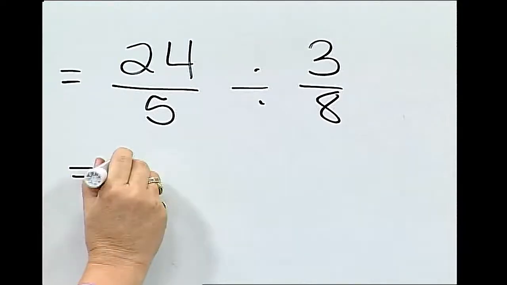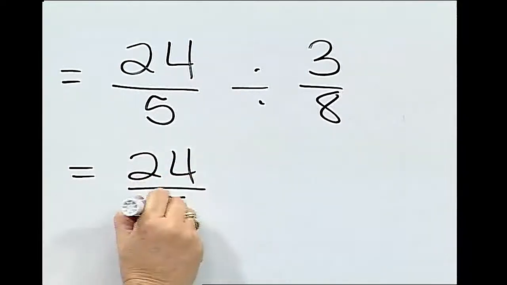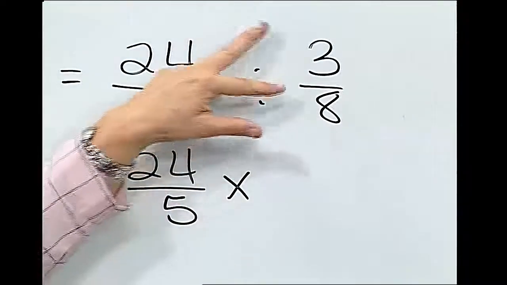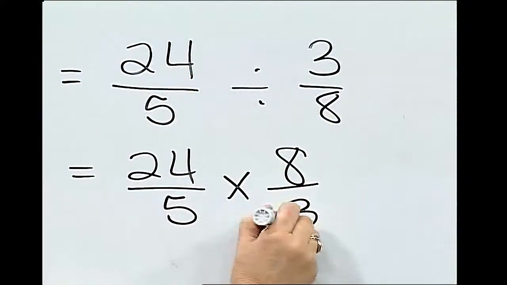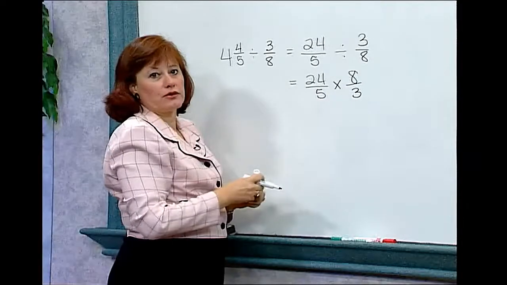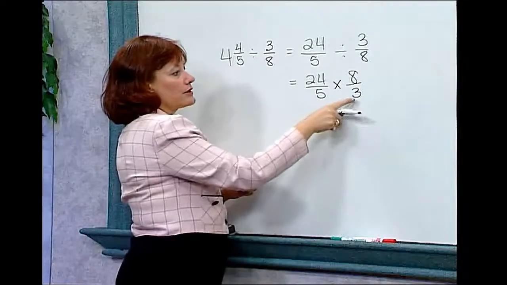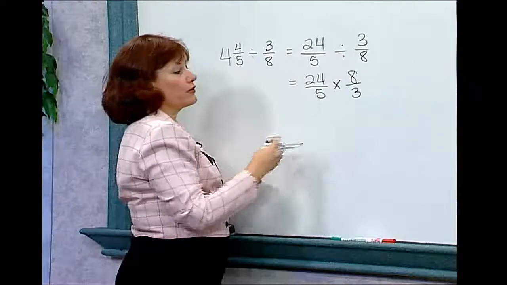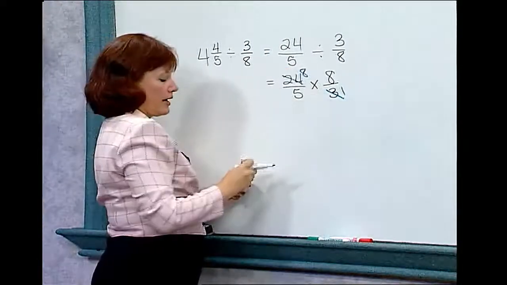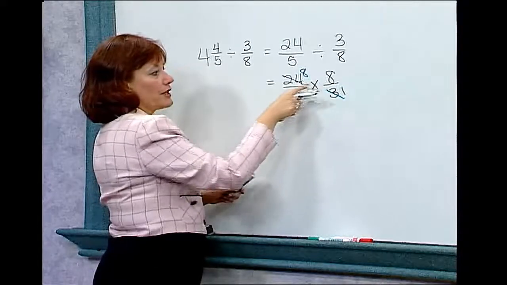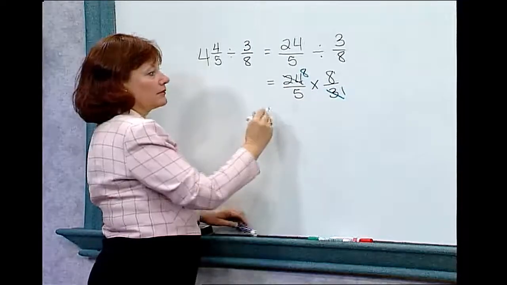I want to take the first number and multiply it by the second number after it has been inverted. Again, I'm going to try and reduce this fraction before I do the multiplication. I notice that 3 and 24 are both divisible by 3. 3 goes into 3 once and into 24 8 times. There is no reduction that I can do with the 5 and the 8.